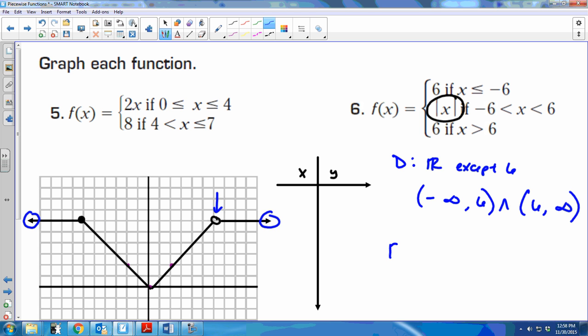What about the range? What are the possible y values? What's the lowest y value used? 0. And what's the largest y value used? So 0 to 6 or 0 to 6, whichever.